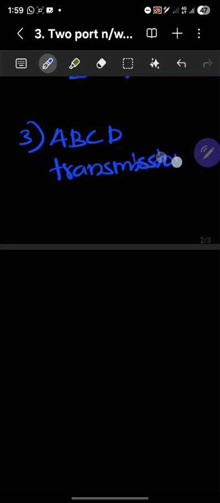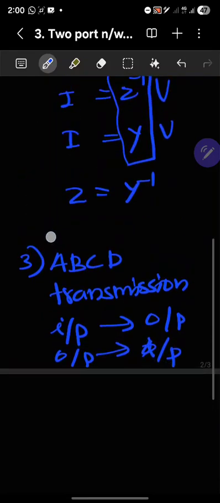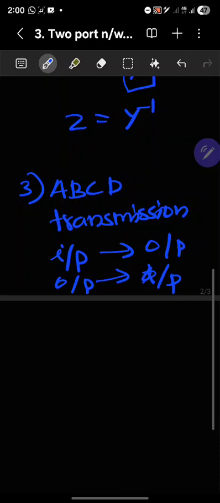Now let us move to the third network parameter, that is the ABCD parameter. It is also called transmission parameters. What do we mean by transmission? Transmission means here what we are transferring from input to output or output to input. What are we transferring? Current or voltage.